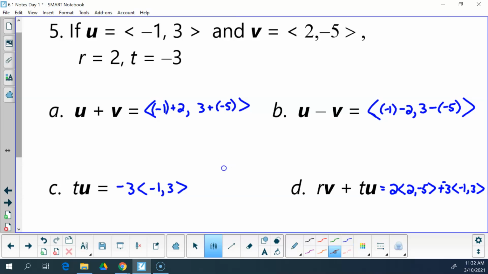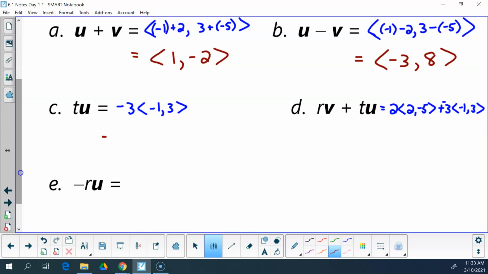Okay. So I get for the first one, negative 1 plus 2 is positive 1. 3 plus negative 5 is negative 2. u plus v is 1 comma negative 2. Yes? Love it. u minus v, I got negative 1 minus 2 is negative 3. 3 minus negative 5 is 8. So I get negative 3 comma 8 there. Love it.